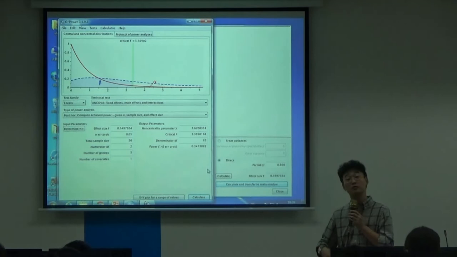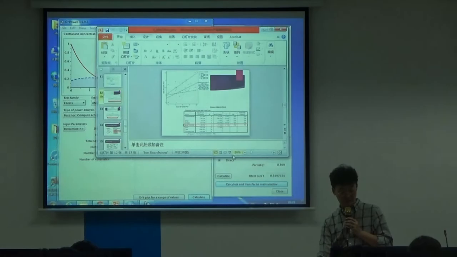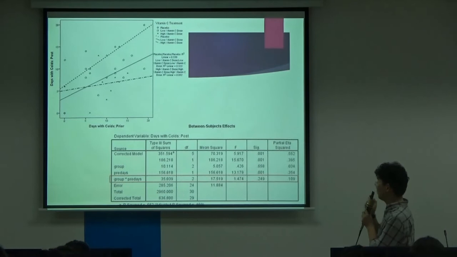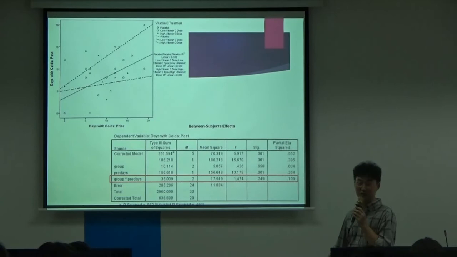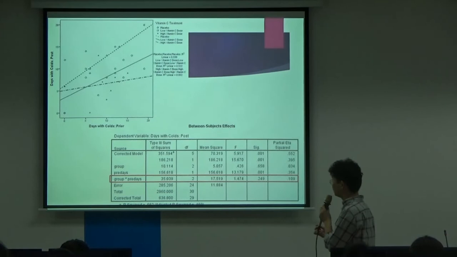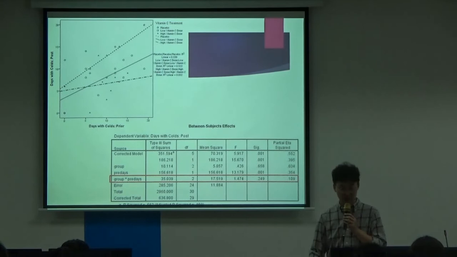You can see that for this test, the power is just 0.35. That's why, to put it another way, this interaction may commit a type 2 error. It should be significant, but we cannot detect it. So from that perspective, we believe this interaction is a medium to large effect, and we believe the homogeneity of slope assumption may be violated. Then what do we need to do?